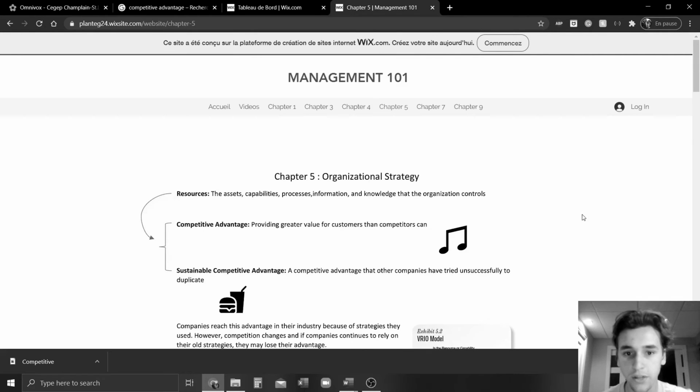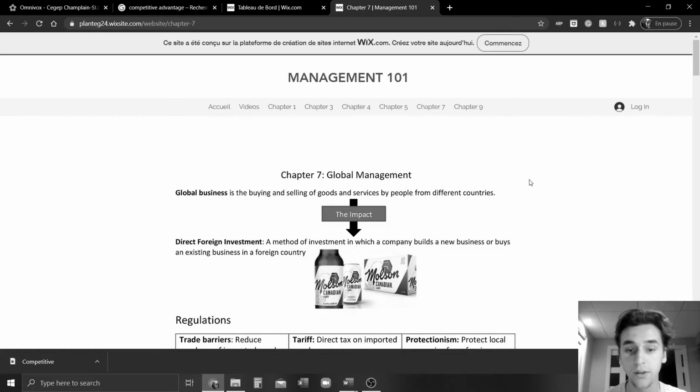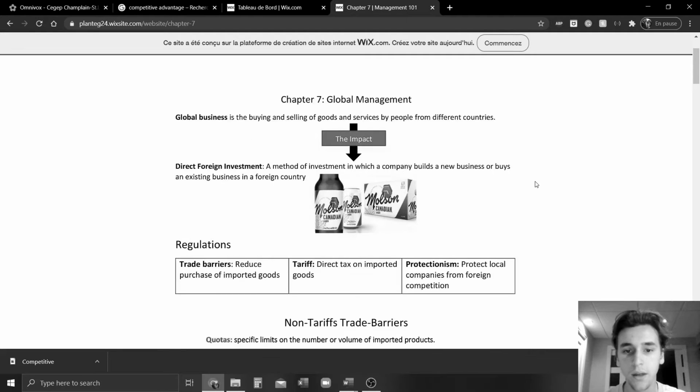So this is it for chapter 5. As for organizational strategies, we'll now cover chapter 7. So first, chapter 7, it is about global management. Global business is the buying and selling of goods and services by people from different countries. The impact it has, it creates direct foreign investment.